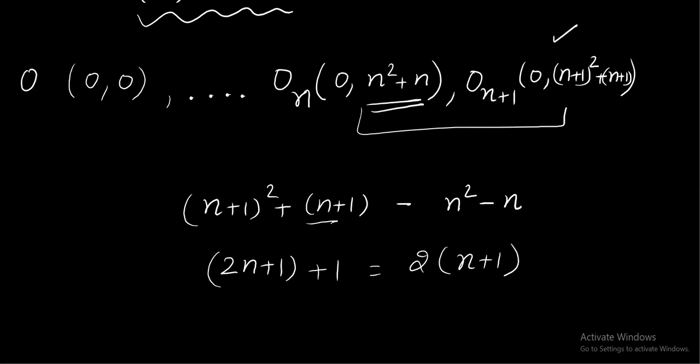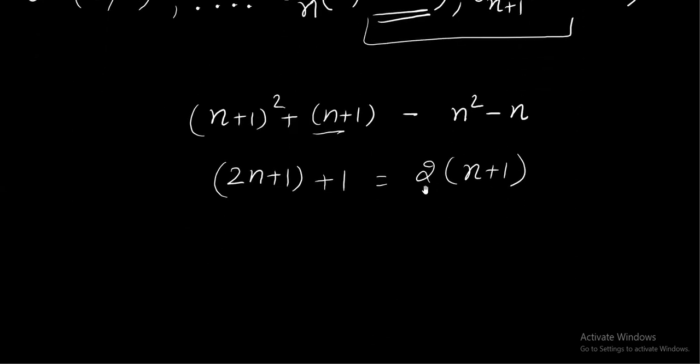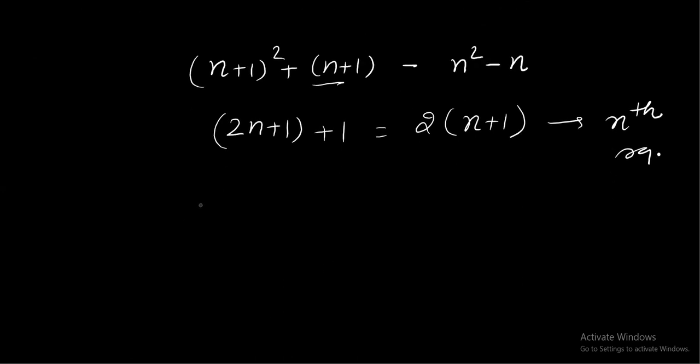अब अगर ये twice of n plus 1 है, so this is the length of the diagonal of which square? This is the length of the diagonal of the nth square. ये nth square के length of diagonal की हमने value calculate की है. Now, what is going to be the area of the nth square?